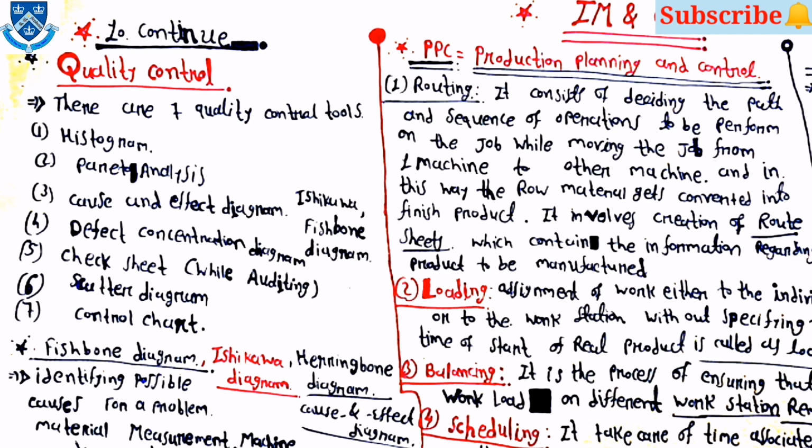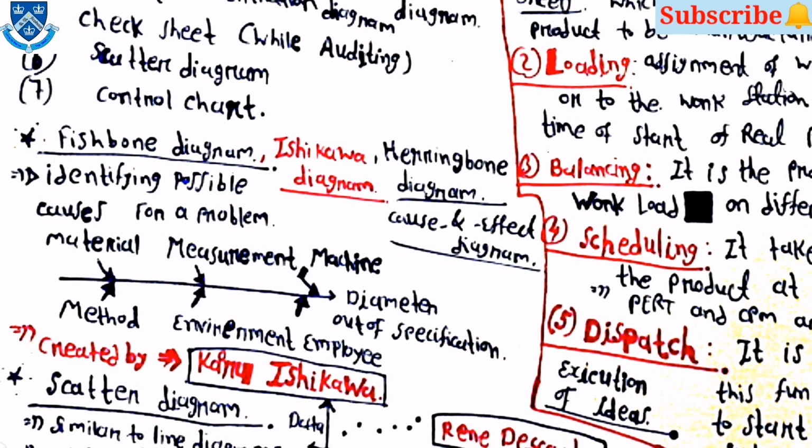From these 7 tools, questions may be asked like, which is not a tool for quality control? So you have to remember these 7 tools. Then let's see some diagrams one by one. First one is the fishbone diagram, or you can say the Ishikawa diagram, herringbone diagram or cause and effect diagram. It is used for identifying the possible causes for a problem. This diagram was first created by Kaoru Ishikawa.